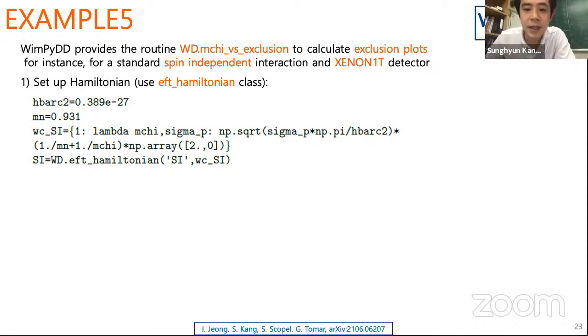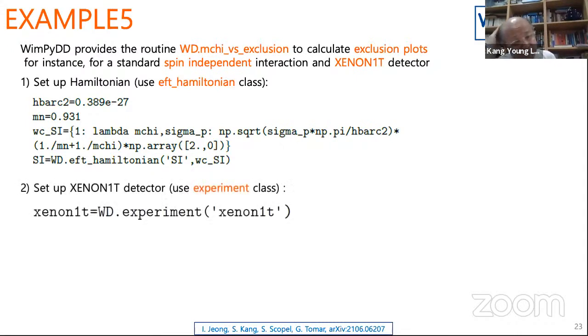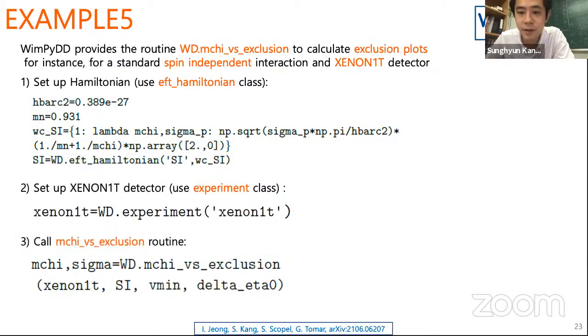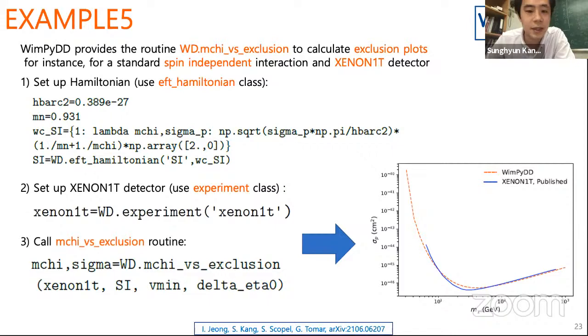Setting up the Hamiltonian and experiment. One may call this routine. Okay, so setting up the experiment like this, and one may call this routine. Then it will provide an exclusion plot.